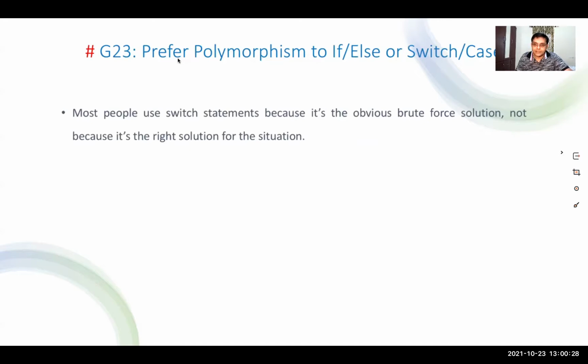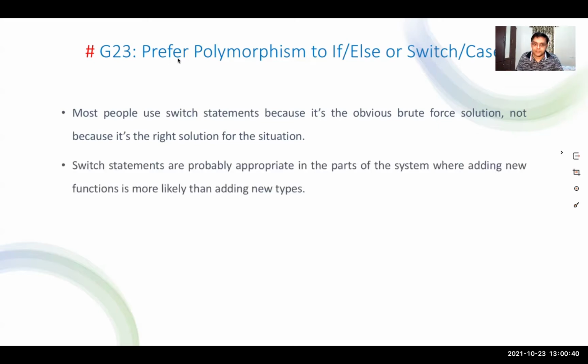Polymorphism to replace if-else and switch cases. Most people use switch statements because it's the obvious brute force solution. I have ten situations, so I just write a switch case. This is not the right solution. Whenever you have switch statements, you can use them for functions, not for types. Earlier we used this, right? Switch on employee types.